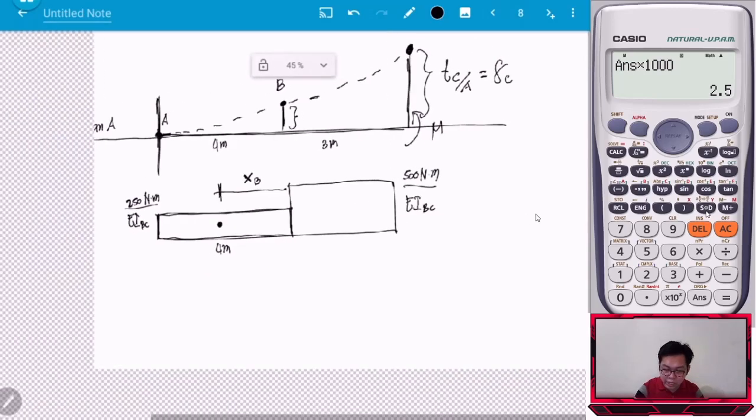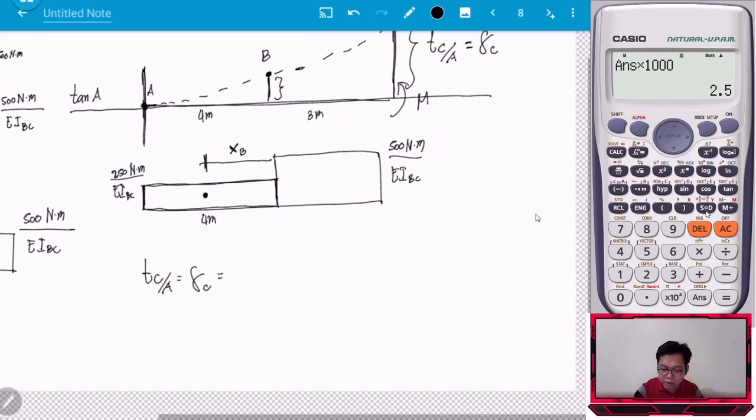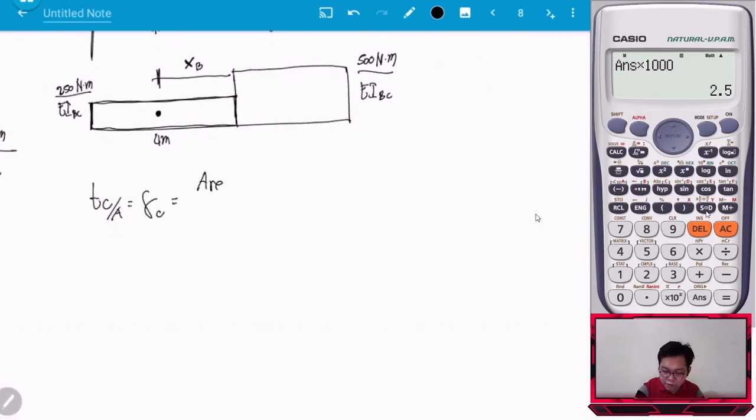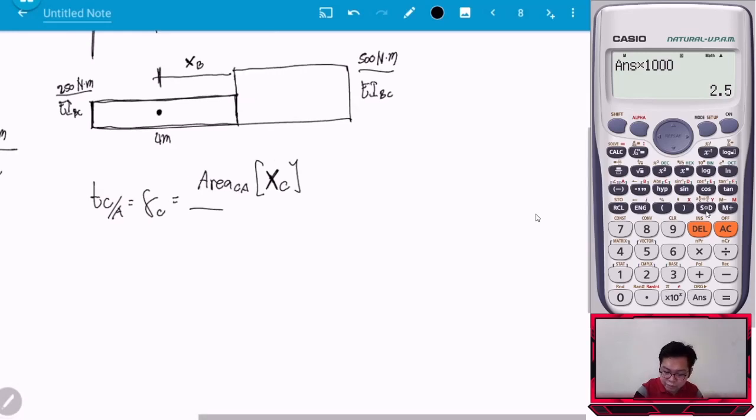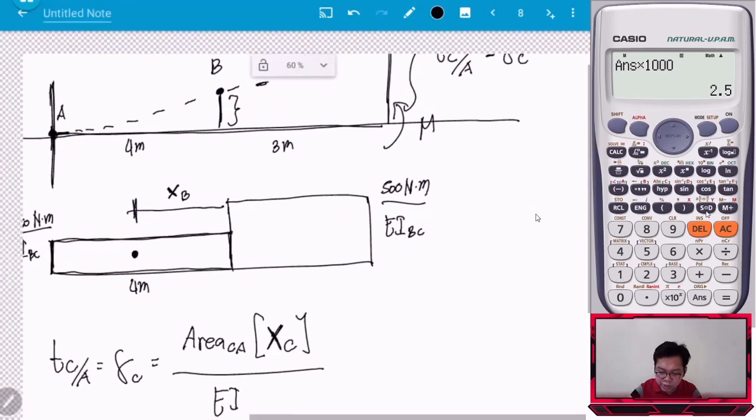So, to solve for TCA, which is equal to the deflection at C, same lang. Kunin mo lang yung area from C to A, and then multiply that by the centroid. Ano yung centroid na kailangan natin, guys? Ang centroid na kailangan natin is from C na. Bakit from C, sir? Bakit hindi from A? Kasi yung hinahanap natin na deviation is sa C. So i-refer natin yan sa C, and then divide that by EI. Ilagay muna natin yung XC.